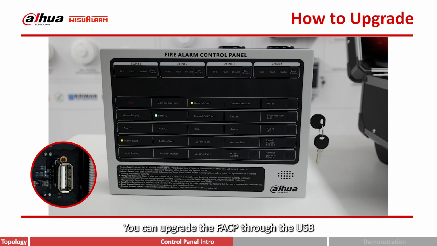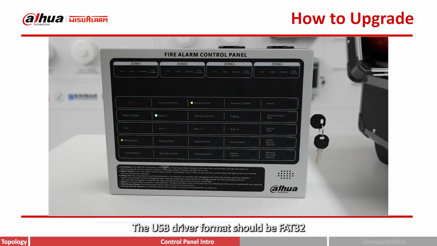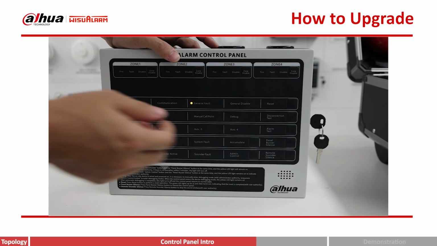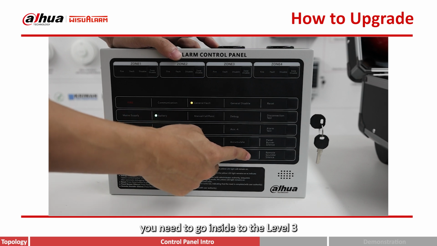You can upgrade the FACP through the USB. The USB format should be FAT32. You'll need to put the upgrade file in the root. After you insert the USB, you'll need to go into level 3.